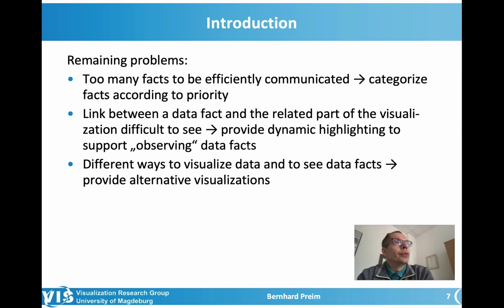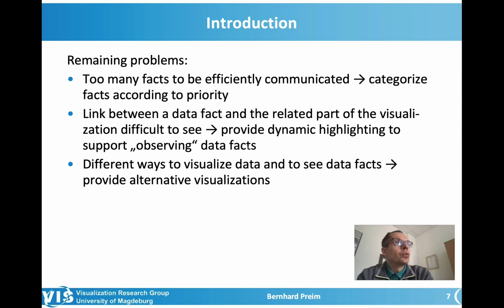So a related work discussion in a paper, on the one hand, has to describe what was already there, and on the other hand, of course, they also have to describe the research gap. Otherwise, there would be no motivation for their own work. And the research gap that was described here is that it is difficult to communicate many data facts. And the solution strategy that the authors envision is to categorize the data facts according to their priority.